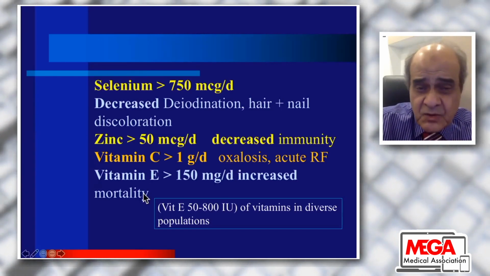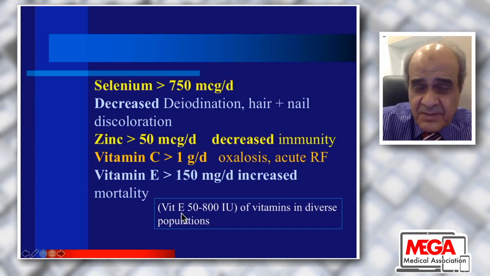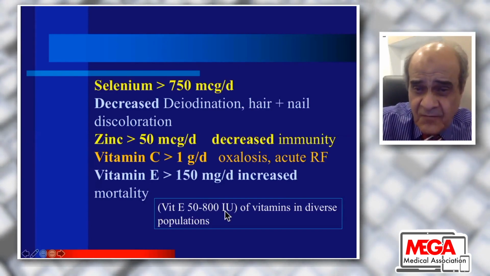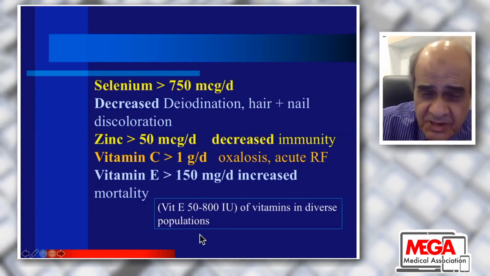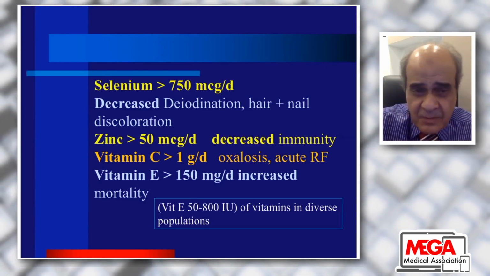Vitamin E also may lead to increased mortality, and as we see, for example, the vitamin E dose range is from 50 to 800 units in diverse populations, and it depends on the patient condition and the extent of injury.